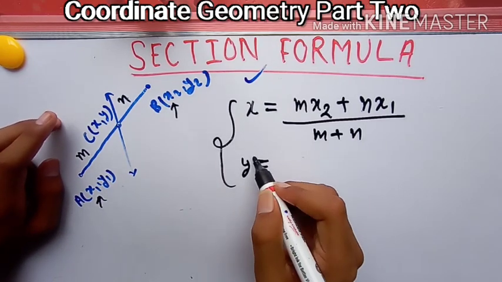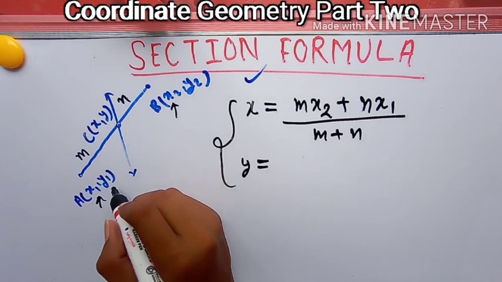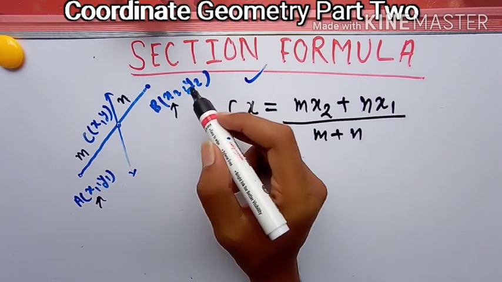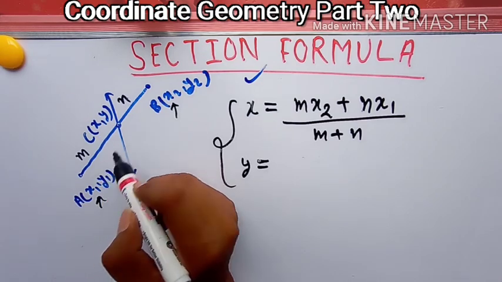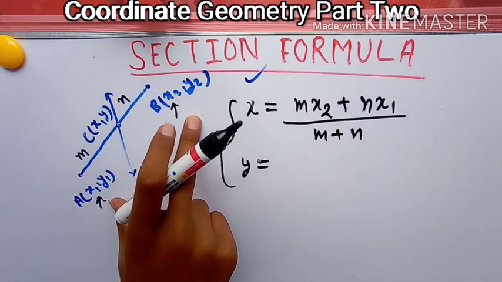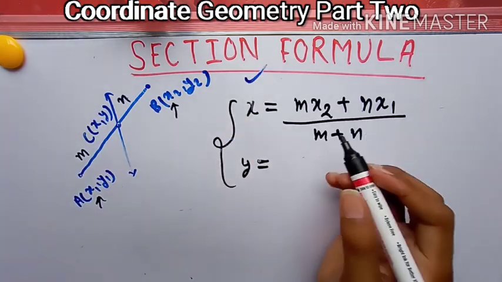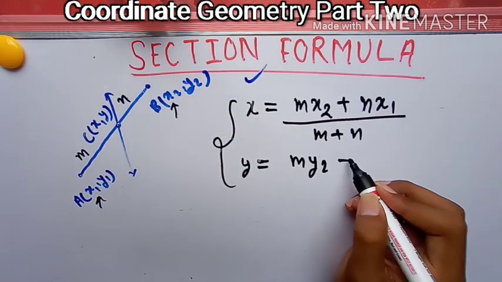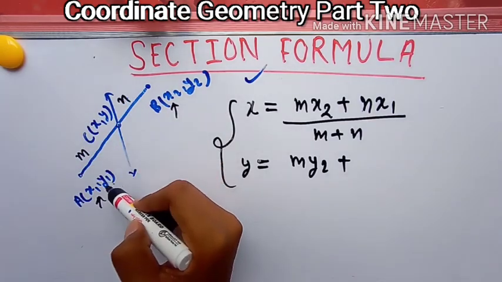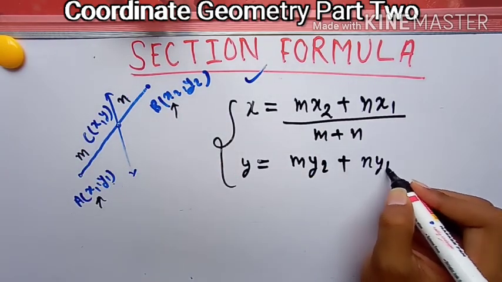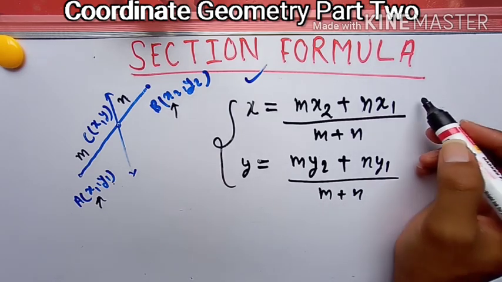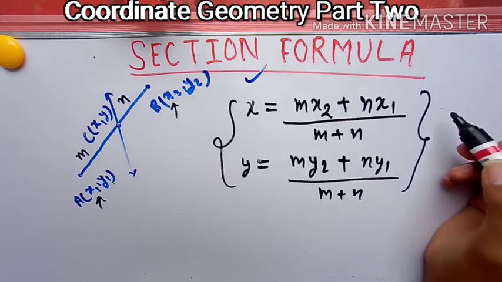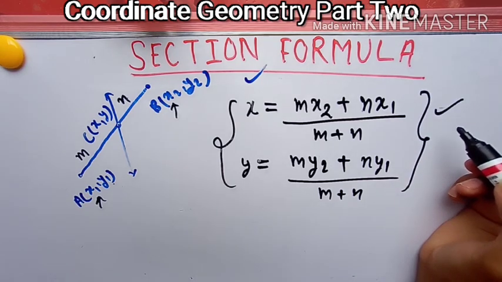When you are finding the coordinate of y, you have to choose the coordinate of y only from the A point and from the B point. Look here, y1 and y2, these are the 2 points. So let me write it, m into y2 plus n into y1. This looks like we are cross multiplying. Now these two formulas we obtained are known as section formula, and now you have to use this formula frankly.